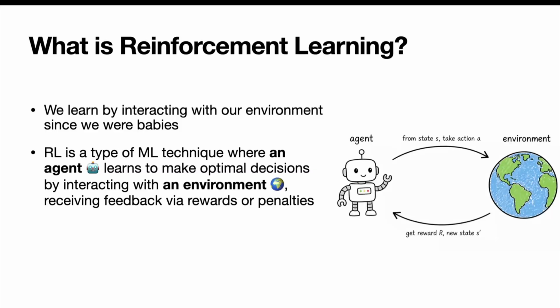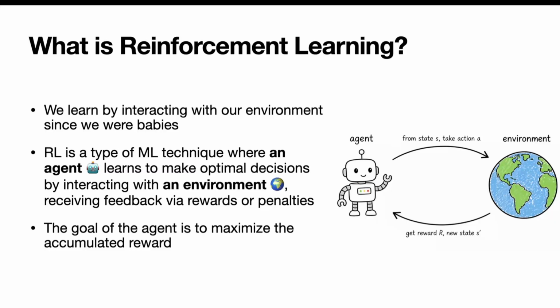As shown in the diagram, starting from state S, the agent takes an action A. The environment then returns a reward R and transitions to a new state S'. From S', the agent takes the next action and the loop repeats. The goal of the agent is to learn a behavior that maximizes the total accumulated reward over time.